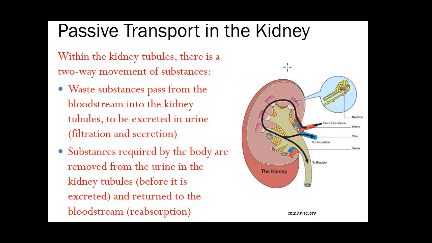So this is just a diagram of the kidney, and the tubules are all here, and it's just saying that waste substances that pass through get excreted in the urine after filtration and secretion, and substances required by the body are removed from the urine in the kidney tubules, and then returned to the bloodstream through the walls of capillaries, and that is all this is actually saying.